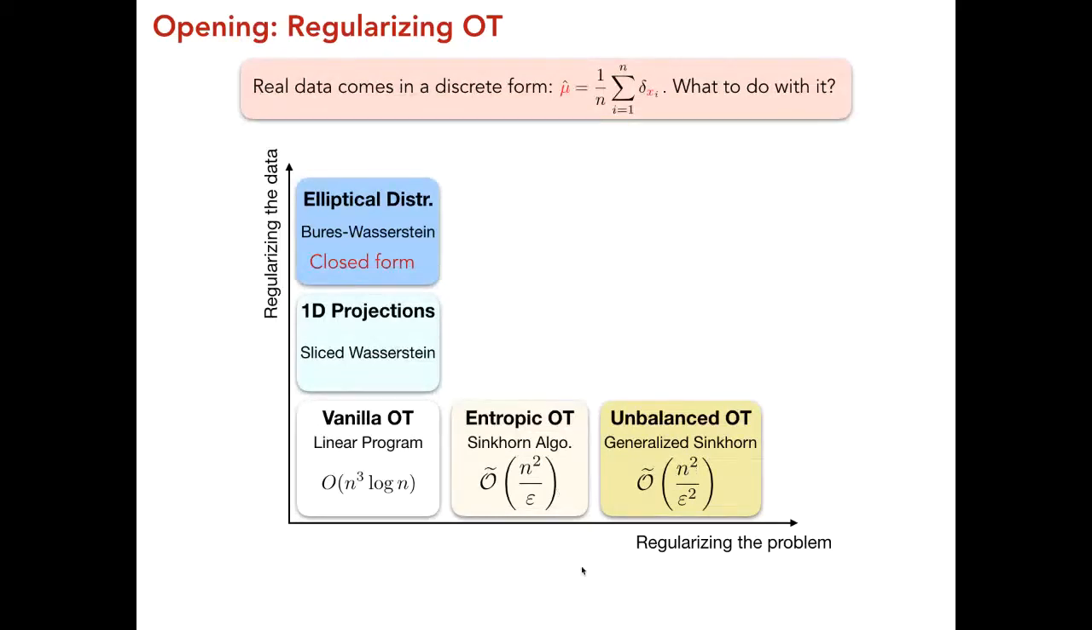And the other orthogonal direction we can take, which is the one I've shortly presented, is to, in a sense, regularize the data, meaning that we use some modelization that's going to be tractable. So, for instance, if we use a representation in the form of elliptical distributions, optimal transport is the Bures-Wasserstein distance, and we have closed forms. But then a nagging question is, what is there at the intersection of both approaches? Can we both regularize the problem and the data?